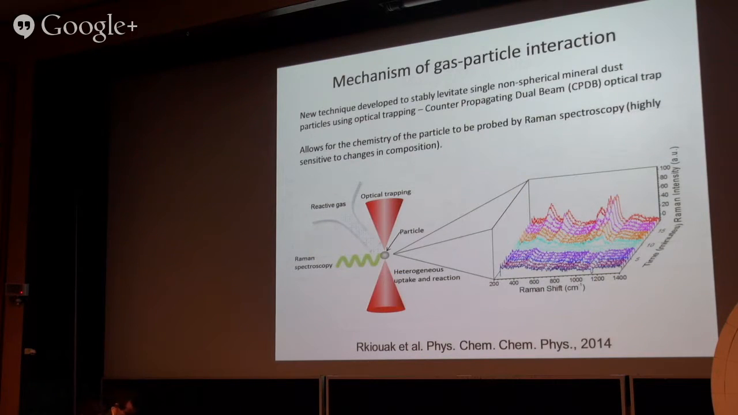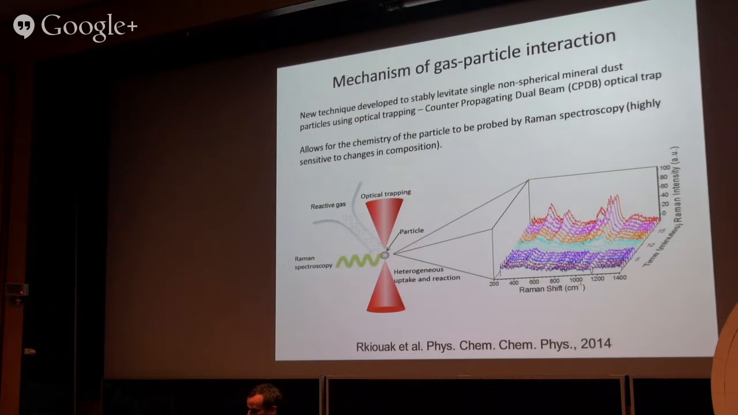The other set of work we've done: the previous experiments with the flow tubes were looking at what happens to the gas phase. So essentially, putting these particles up into the atmosphere, what happens to the gas phase. But we also have to know what happens to the particle phase, since the chemistry of these particles changes as well. And to do this, as Matt alluded to, we had to come up with a completely new experimental technique, which was developed by Andy Ward at the Rutherford Labs, or the Central Laser Facility.